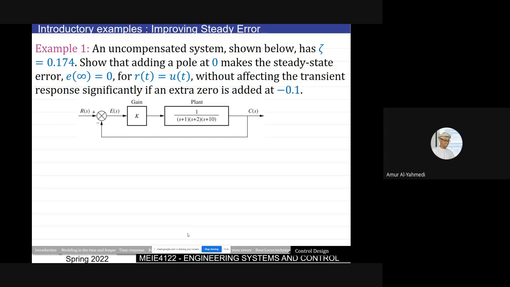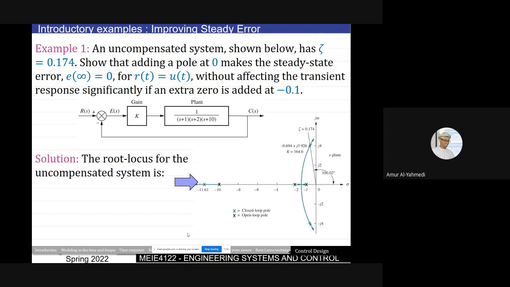Let's say we have this example here. K times this. This is my plant, and this is my gain. My controller is only proportional control. This will be my root locus for this. Okay, and let's say that I want to be here, as we did before, for zeta equals 0.174. So we are here. To be with zeta equals 0.174, we are here with k equals 164.